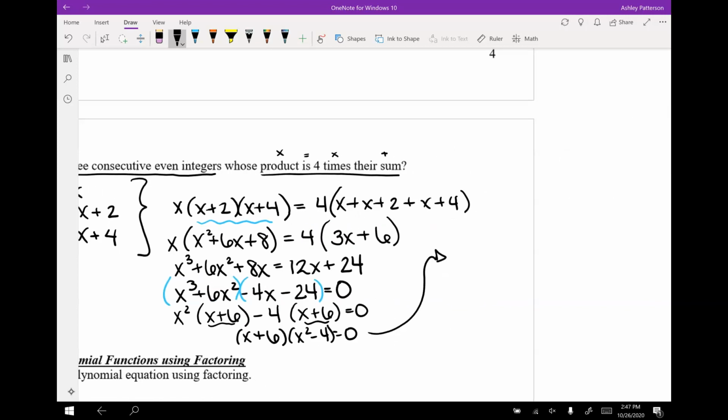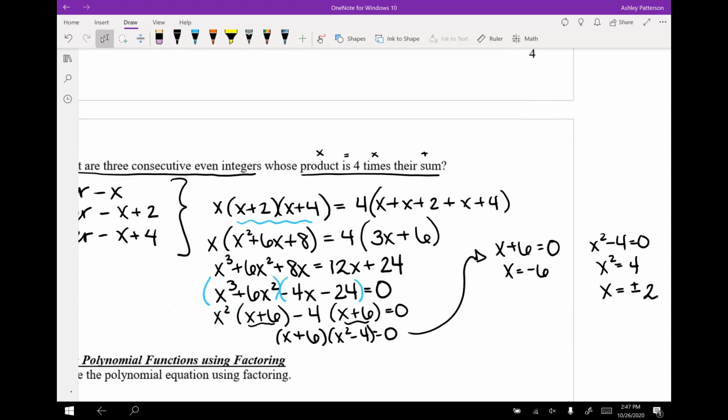I'm running out of room. Let's go over here. So then we have x plus 6 is equal to 0, which means that x could be negative 6. We also have x squared minus 4 is equal to 0. I'm going to add 4 to both sides. So we get x could be plus and minus, I jumped ahead of myself, huh? Plus and minus 2. We have 3 options. Now be careful, it doesn't say even positive integers. It just says consecutive even integers that satisfy the condition.